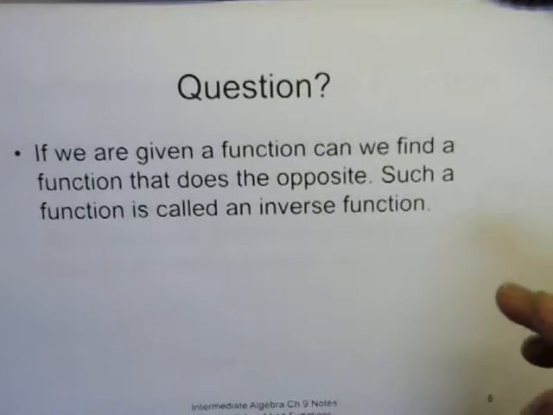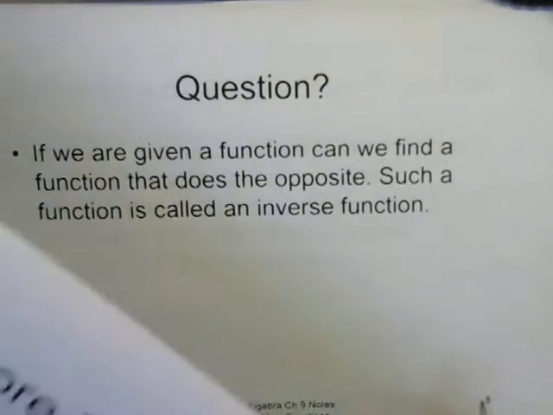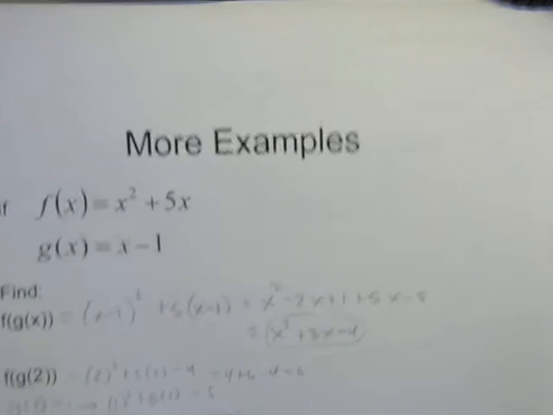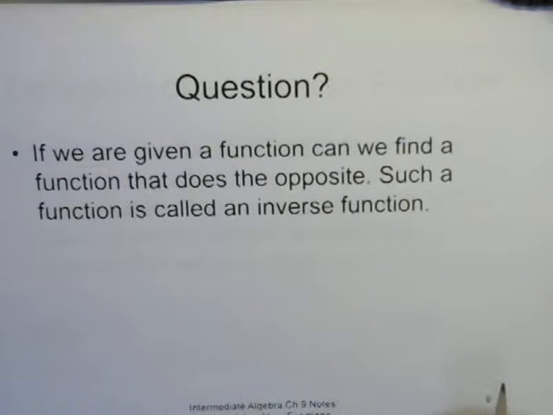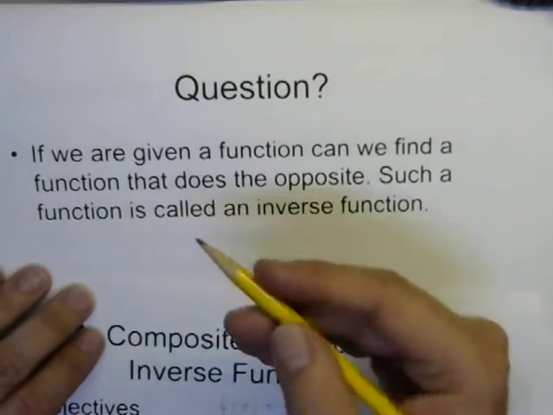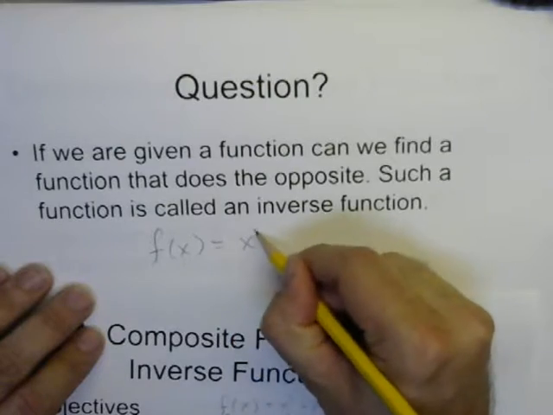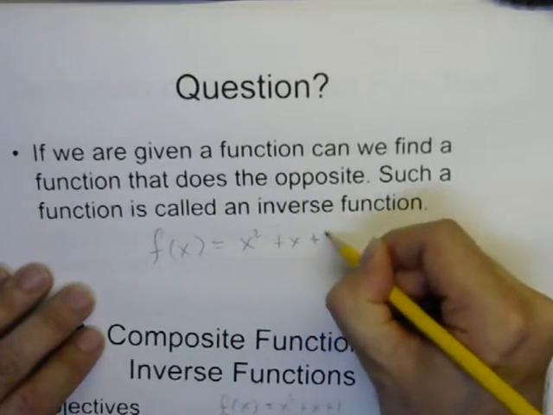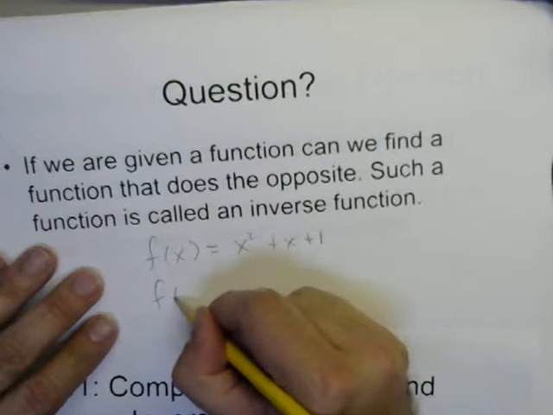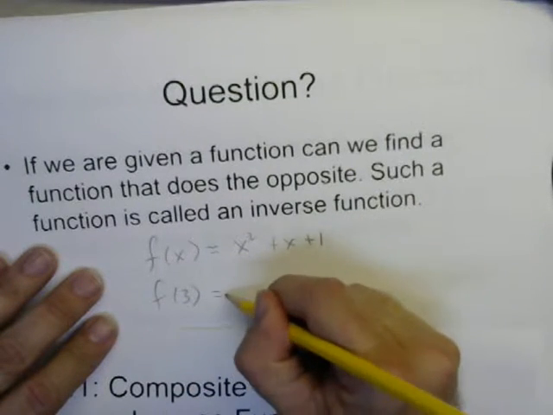So that brings us to something else here, right? We've kind of looked at composing functions. We'll come back to that more later. But one question you might have is, if you have a function, can you find a function that does the opposite? Like I was talking about before, where we had the function f of x equals x squared plus x plus 1. If you plug 3 in for x, you'll get 13, right?